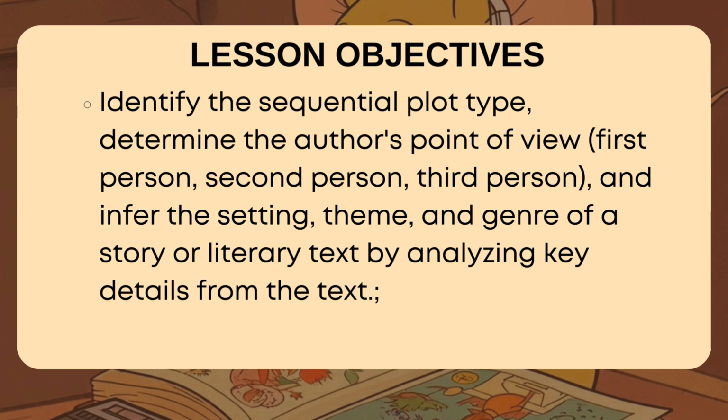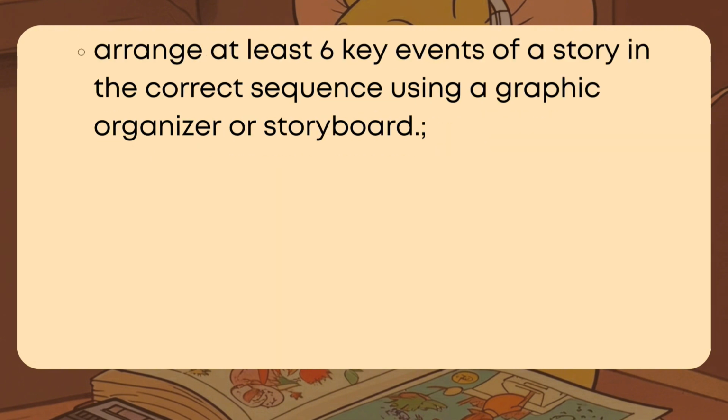Before we start our new lesson for today, let us discuss first our lesson objectives. First is to identify the sequential plot type, determine the author's point of view, which are the first person, second person, third person, and infer the setting, theme, and genre of a story or literary text by analyzing key details from the text, and of course, arrange at least 6 key events of a story in the correct sequence using a graphic organizer or storyboard.